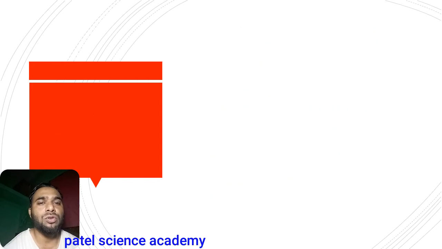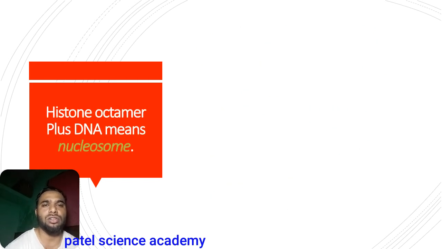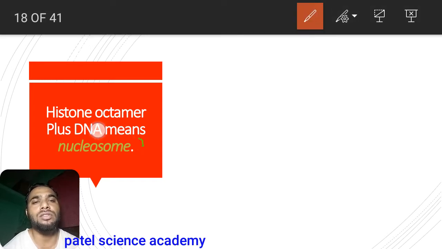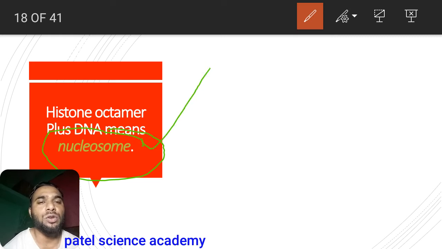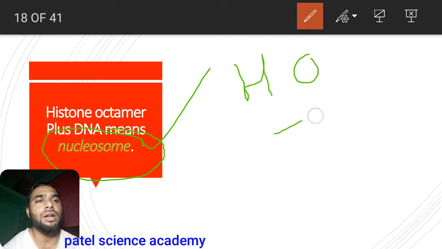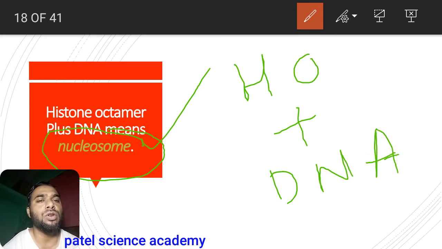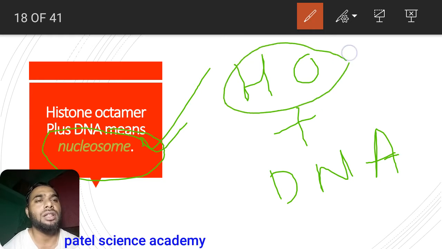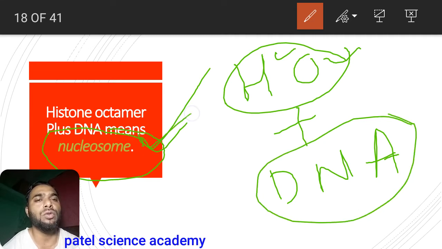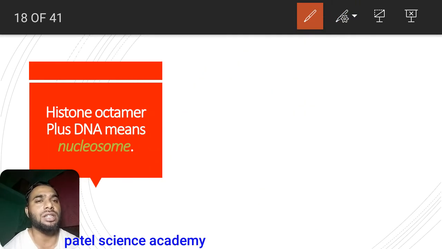Now we'll see the structure of the histone octamer together with the DNA. It means there is a formation of one structure, and that structure is called the nucleosome, which is in front of you. What is a nucleosome? A nucleosome means the histone octamer plus DNA molecules. If you are confused about this term, just look here: the histone octamer and the DNA molecule together are called a nucleosome. This is a new term I'm introducing in the packaging of DNA in the eukaryotic cell, dear students.